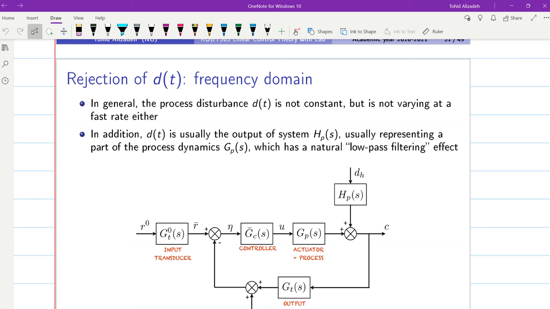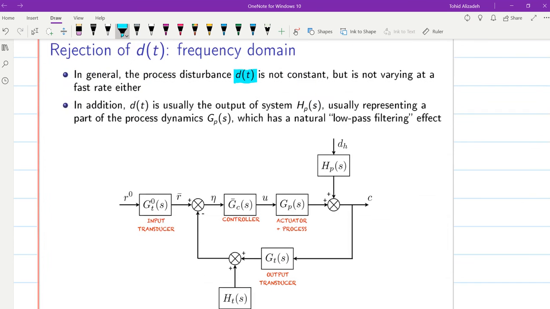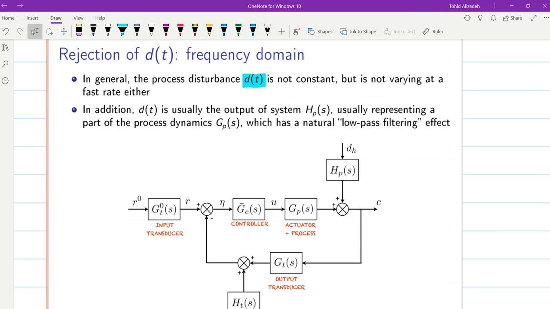Hello everyone. In this video we are going to see how the disturbance could be rejected for a closed loop system using the frequency domain analysis. In general, the process disturbance d of t isn't a constant signal, but it's not varying at a high frequency as well. So usually d of t has low frequency components.